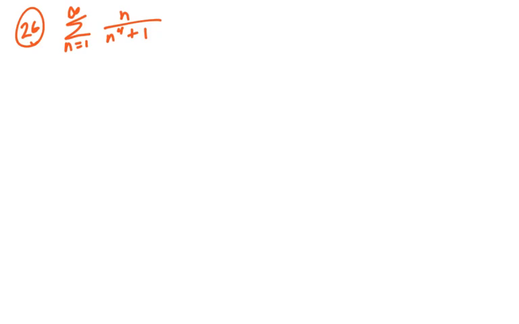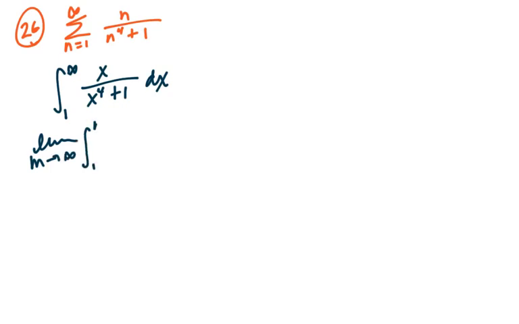So we can look at the improper integral. Let's look at the integral from 1 to infinity of n over n to the fourth plus 1. Again, these should be x's. Let's try that again. The integral of x over x to the fourth plus 1 dx, the limit as m approaches infinity from 1 to m, x over x to the fourth plus 1 dx.